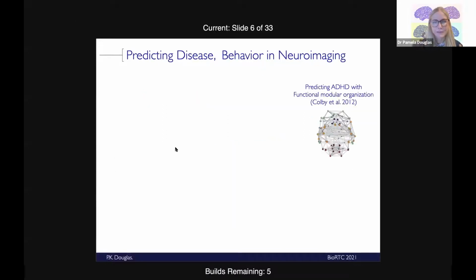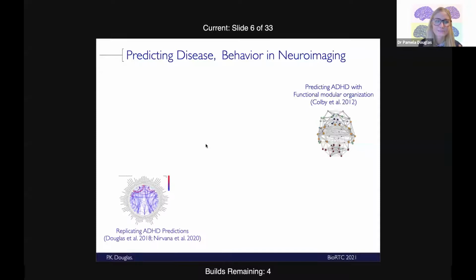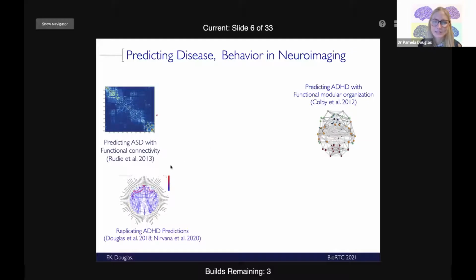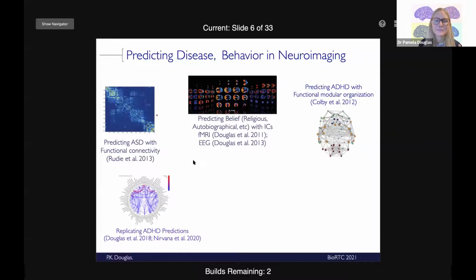From my own group, I've mostly used neuroimaging data to make a variety of different predictions. So predicting neurological disease such as ADHD using functional modular organization. I've also replicated that on a variety of different data sets, predicting autism spectrum disorders with functional connectivity derived from functional MRI data. This was an interesting part of my PhD work, which was predicting religious beliefs, as well as autobiographical data and behavioral responses using independent components derived from fMRI data. So these are just the types of inputs that were put into the deep learning models.